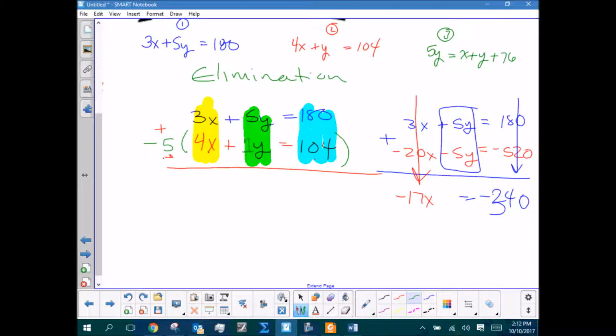So now that's a one-step equation, right? Should be a pretty simple one-step equation. Divide both sides by negative 17, or divide 34 by 17, it's 2, right? So 34 divided by 17, so this should be 20 as an answer for x.